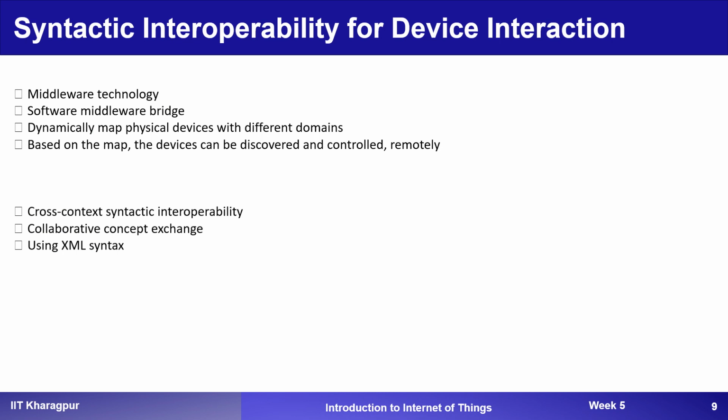Now we need to solve that problem, the communication problem, right? So we can use middleware technology with the help of which we can bridge the gap between two devices. How this can be done is by dynamically mapping the physical devices with different domains, and based on that map the devices can be discovered and controlled remotely. Cross context syntactic interoperability and collaborative concept exchange are the possible solutions with the help of which this interoperability problem can be solved, and using XML syntax this can be achieved.